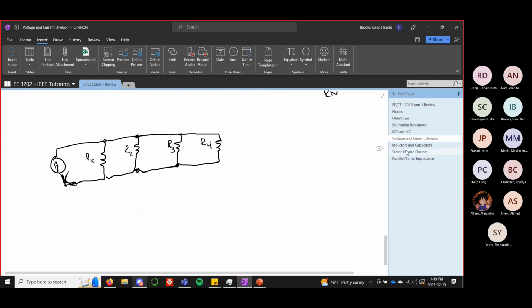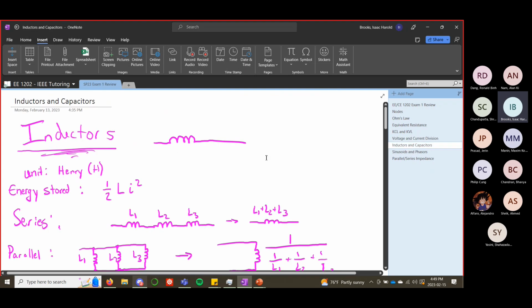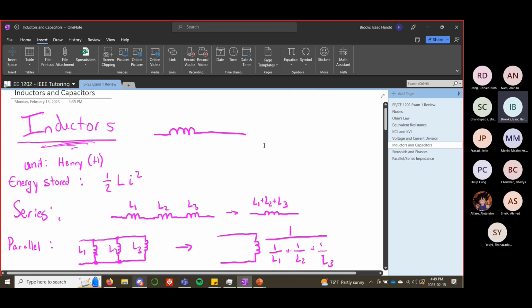So let's move on to inductors and capacitors and phasors and everything. I think this is the hardest part of this class. And you guys have talked about inductors, capacitors, stuff like that, right?